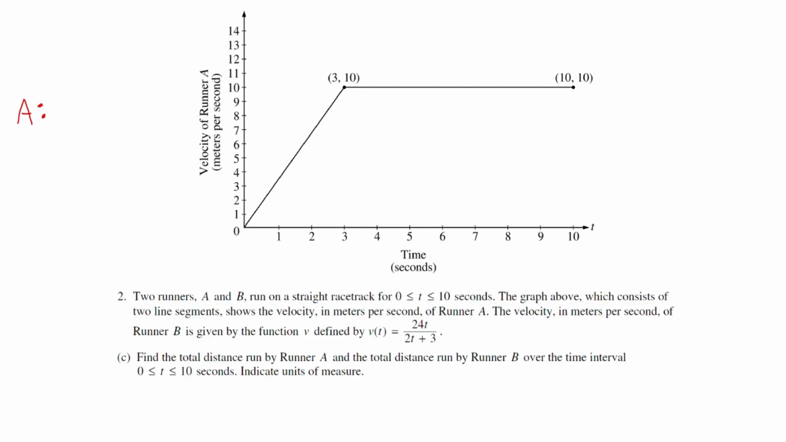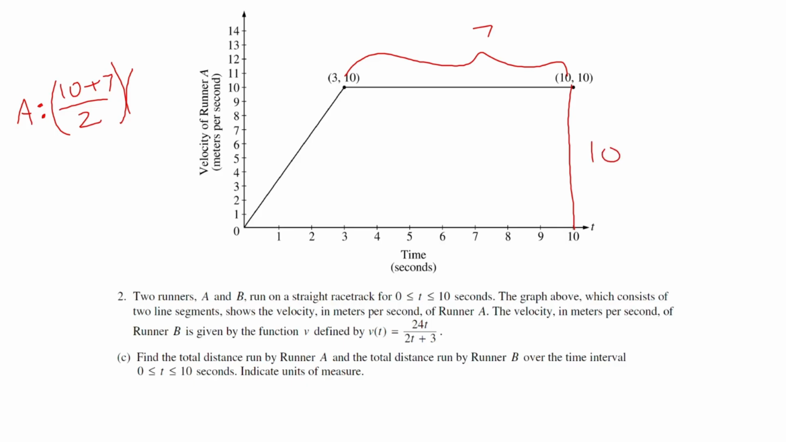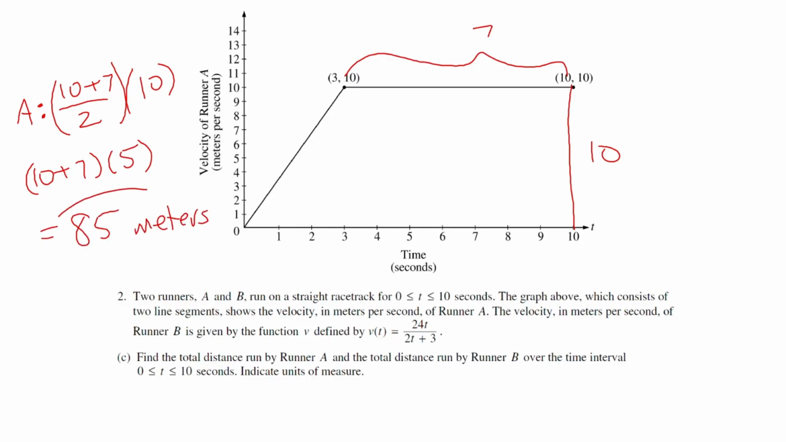Runner A, it should just be whatever this area is, which is a trapezoid with a base of 10 across the bottom and 7 across the top. So that's going to be 10 plus 7 divided by 2, right? The average of the bases times the height of this function, which is, we're going up to 10 here. So times 10. And I can just do the 10 over the 2 here. So this is 10 plus 7, or 17, times 5. And 17 times 5 is 85 meters. So he ran 85 meters. Runner A ran 85 meters in those 10 seconds.